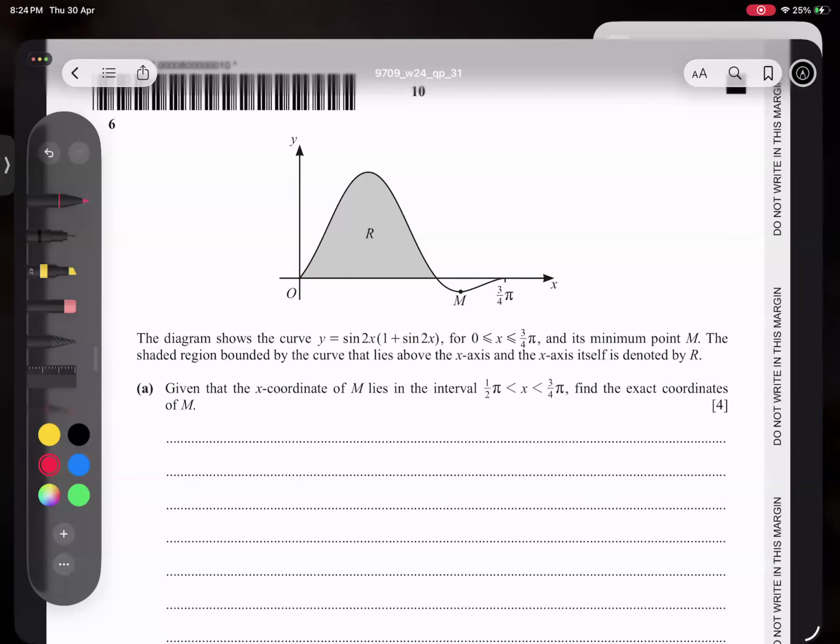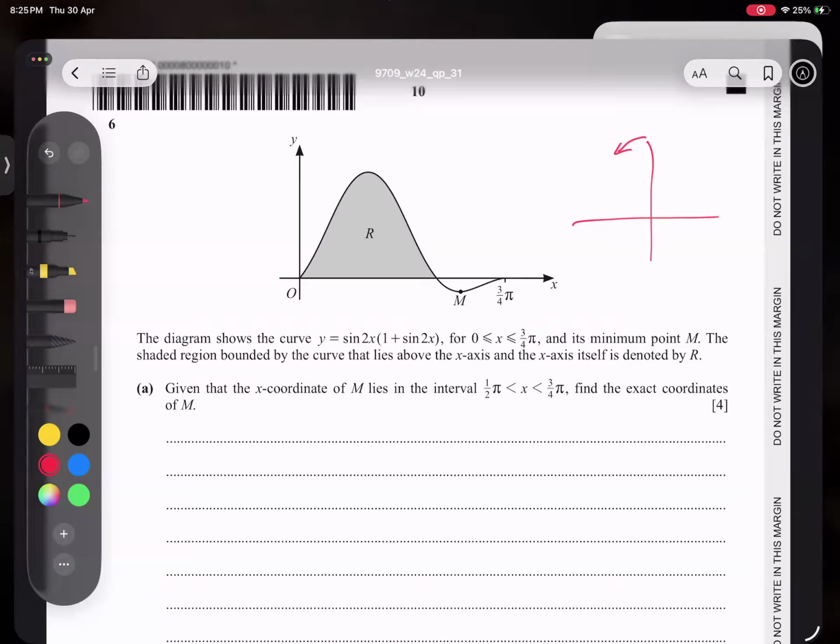Question number 6, students, the topic here is differentiation, part A. He's asking, students, the point of minimum is M here. You can see M. And he's saying find the x coordinate of M, and make sure it lies between pi by 2 and 3 pi by 4. It means it is somewhere here after pi by 2.